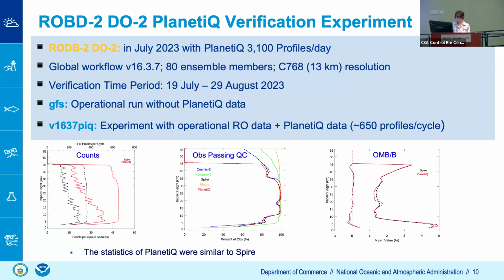So on the figures over here, this is observation passing QC in the middle. Red one is PlanetiQ. So you can see PlanetiQ is actually pretty close to Spire. At this time, the Spire is the UMSS Spire data. And on the right, this is O minus B over B for bias and RMSE. So PlanetiQ actually got a smaller RMSE from 20 kilometer to 35 kilometer, but at below 5 kilometer, the RMSE is slightly larger.